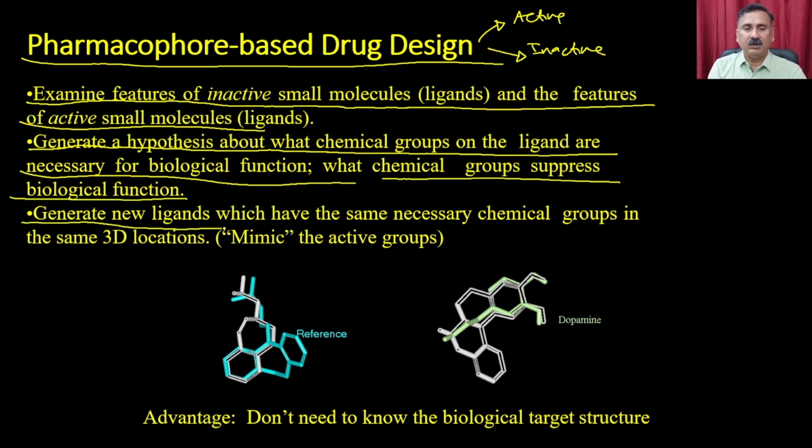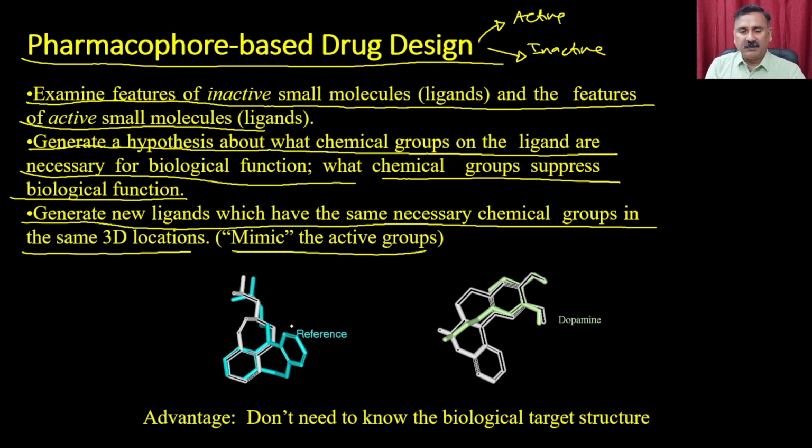Then you generate the new ligand which has the same necessary groups in the same 3D locations, or you mimic the active groups. You see, this is the reference group and this is the target ligand you want to design. You have to keep the active groups intact and change the other groups, and that's how you can design the new molecules.